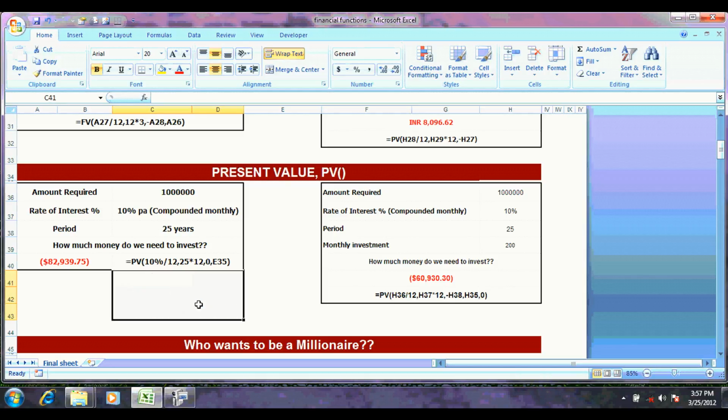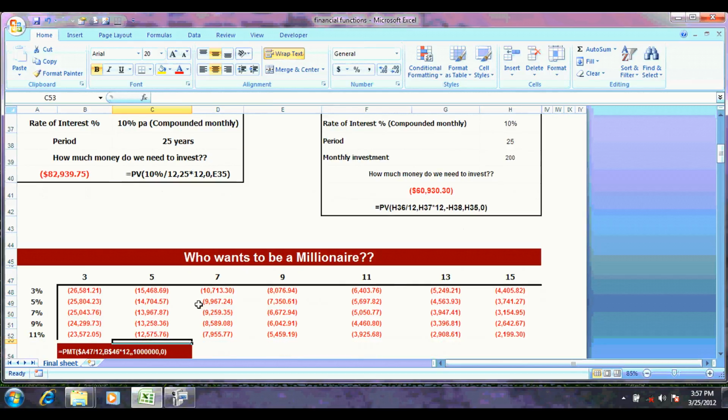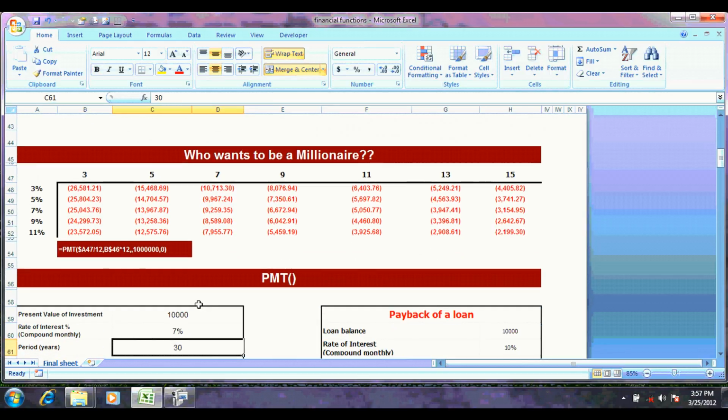Okay, now who wants to be a millionaire? On this side we have given the rate of interest at which your money can grow. Different rates of interest we have given. You can make it 18% as well. The values will change. This is the number of years. The number of years also you can change. So in this matrix what we'll do, we are assuming.